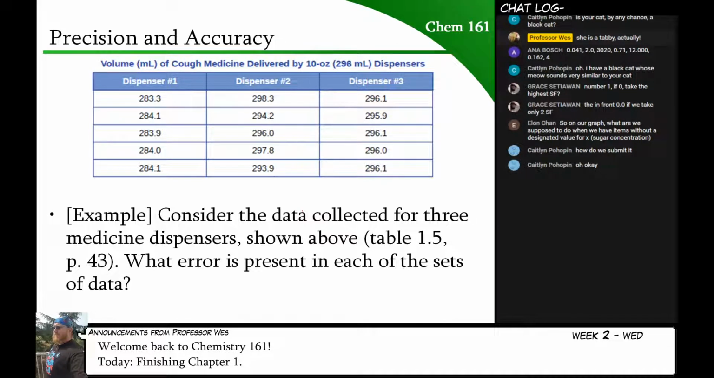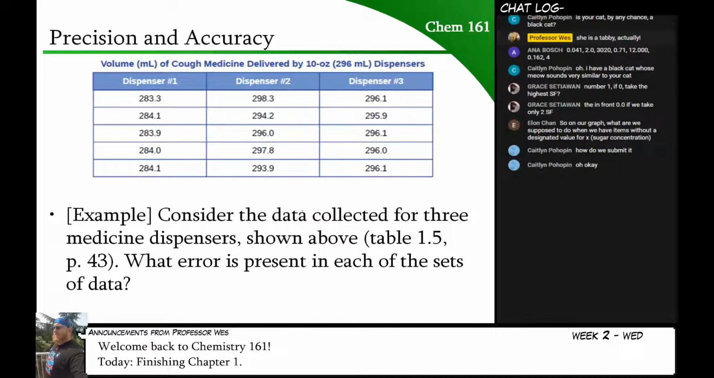So on the screen, I have calibration data for cough medicine delivered into 10-ounce bottles. The dispenser is programmed to deliver 296 milliliters every time. However, due to things like wear and tear, or maybe a blockage in the container, or it hasn't been cleaned or maintained or something like that, you're going to get random errors.